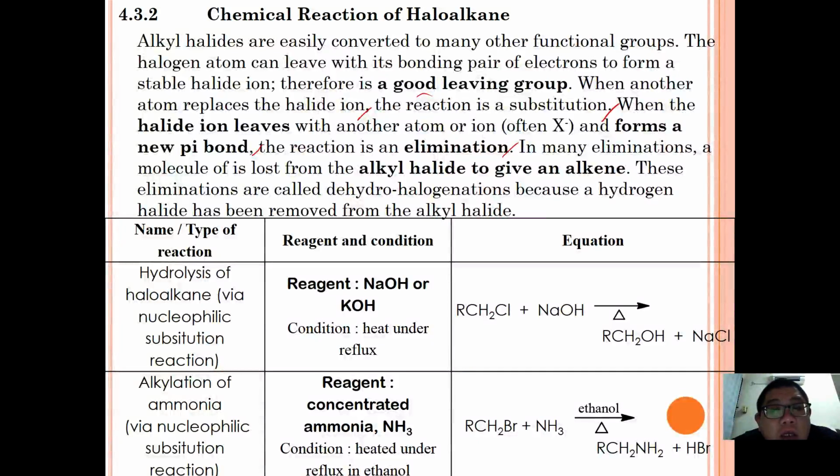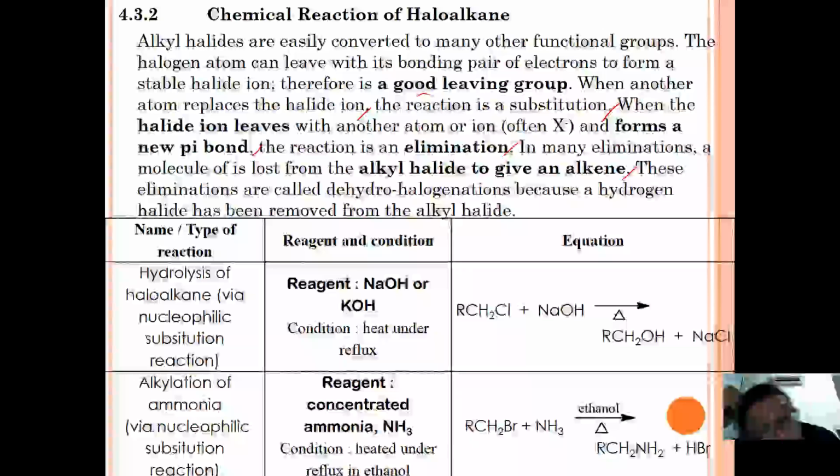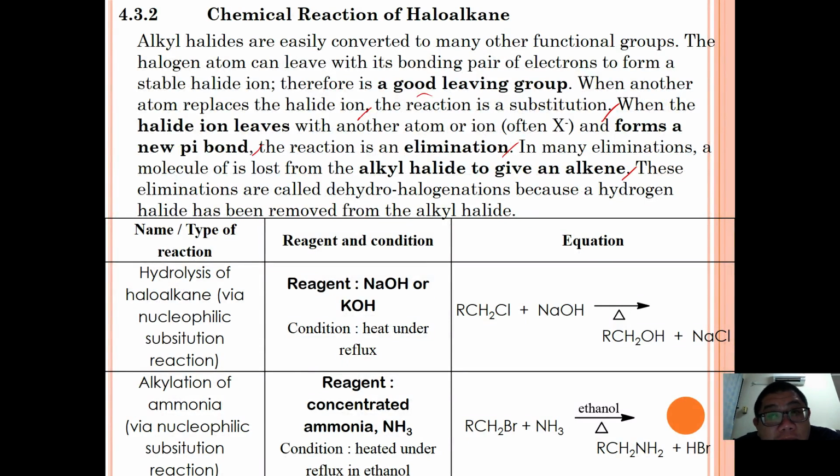elimination reaction. In many elimination reactions, a molecule is lost from the alkyl halide to give an alkene. This elimination is also called dehydrohalogenation because hydrogen halide has been removed from the alkyl halide. The table below summarizes some of the basic reactions of the haloalkane. So let's have a look at the table.